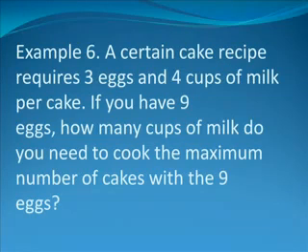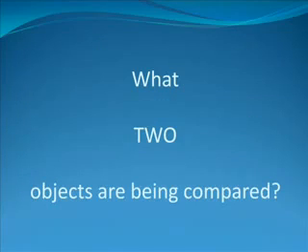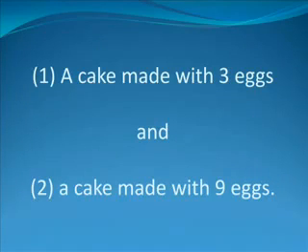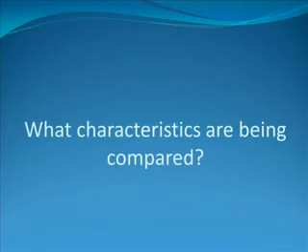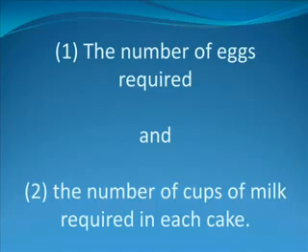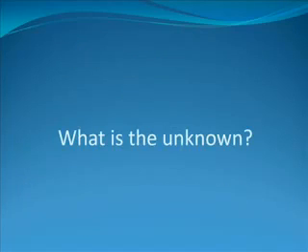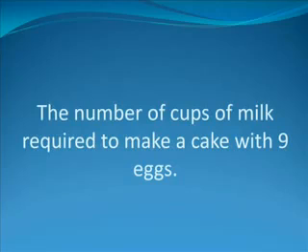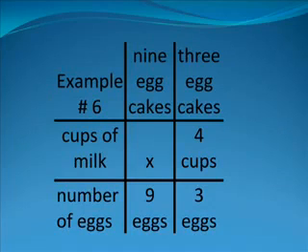Example 6. A certain cake recipe requires 3 eggs and 4 cups of milk per cake. If you have 9 eggs, how many cups of milk do you need to cook the maximum number of cakes with the 9 eggs? What objects are being compared? A cake made with 3 eggs and a cake made with 9 eggs. What characteristics are being compared? The number of eggs required and the number of cups of milk required in each cake. What is the unknown? The number of cups of milk required to make a cake with 9 eggs.